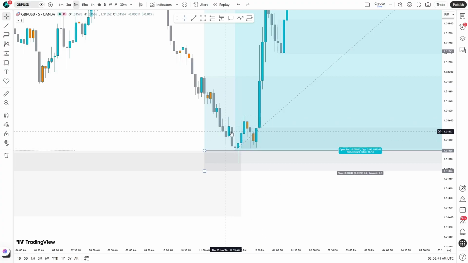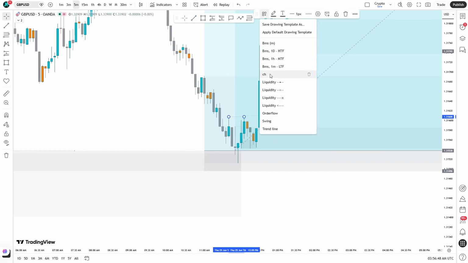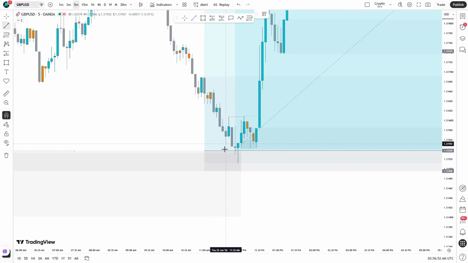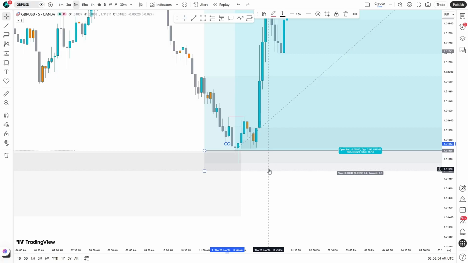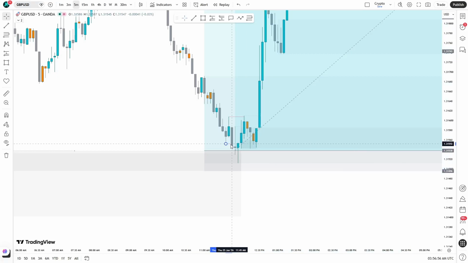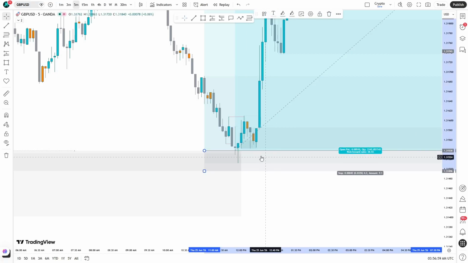So we are around. The market took out this high. Okay, this other one, we took out this high. Then it came down to it.